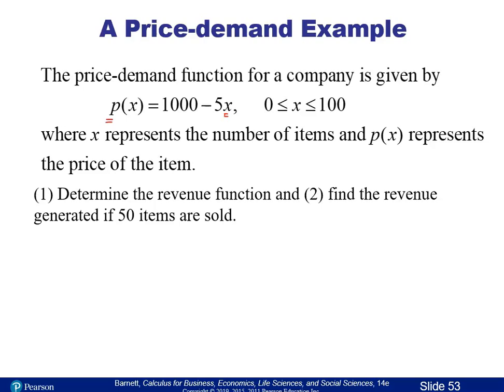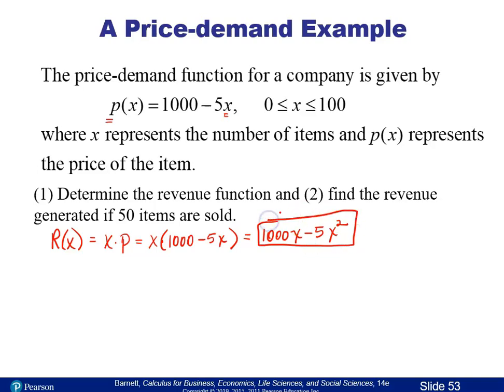Okay. The first one, it wants us to determine the revenue function. Well, the revenue is x times lowercase p. Okay, that's going to be x times this. Okay, so x times 1000 minus 5x. We can distribute that, so we'll have 1000x minus 5x squared. So that's going to represent our revenue function. Okay, so that would be our answer for number one.